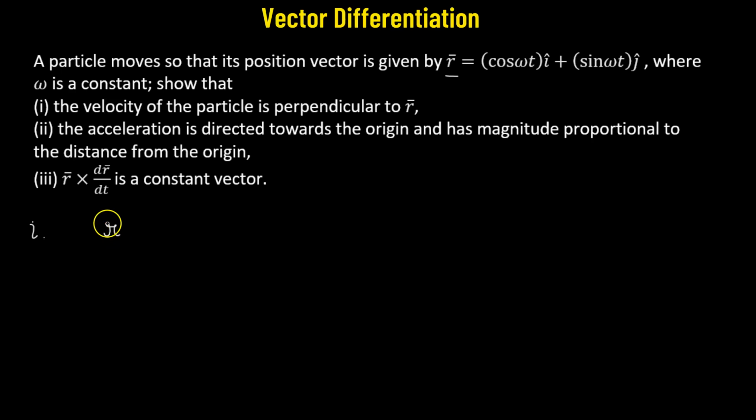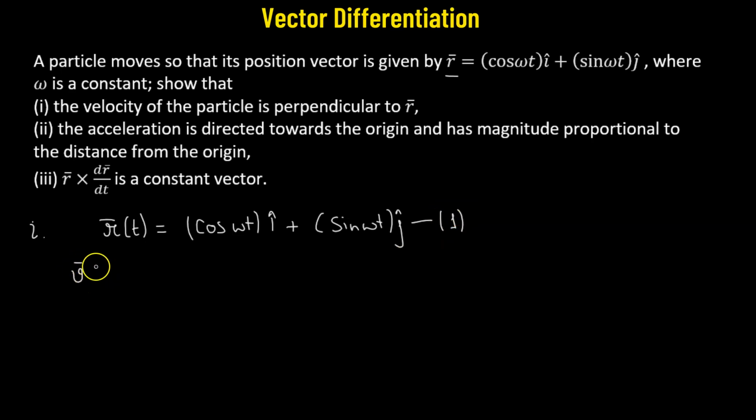So here we have our position vector r as a function of time given by cosine of omega t i cap plus sine omega t j cap. So let this be equation number 1. To find out the velocity, all we have to do is find the time derivative of our position vector r. To take the time derivative of the position vector r means we have to take the time derivative of each of the terms on the right hand side.